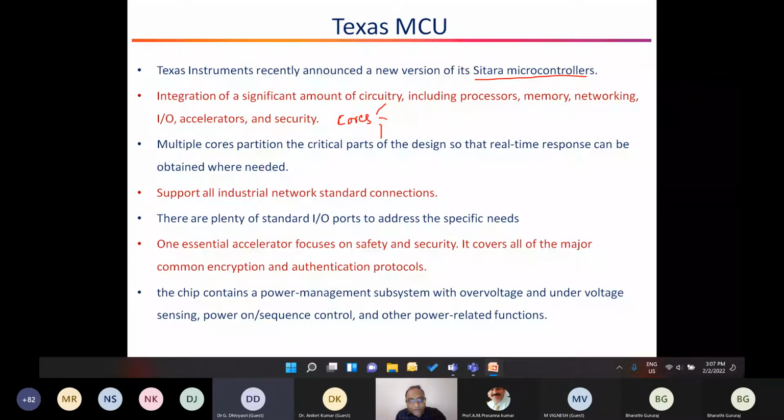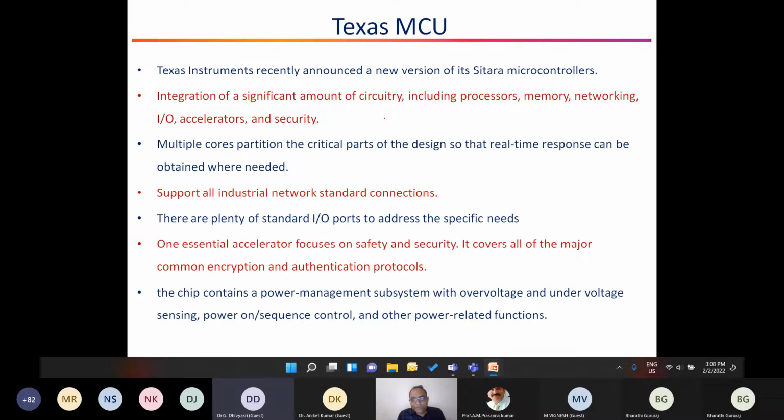As one of the faculties has asked me, what about the standard connections? In that case, irrespective of the development in controllers, it should be able to support all the standard protocols that are available. This particular controller from Texas, the Sitara set of microcontrollers, comes with a lot of input ports, so that you can do a lot of interfacing. And one essential thing is that safety and security are also of prime concern. It covers all the major encryption, decryption, and authentication protocols.